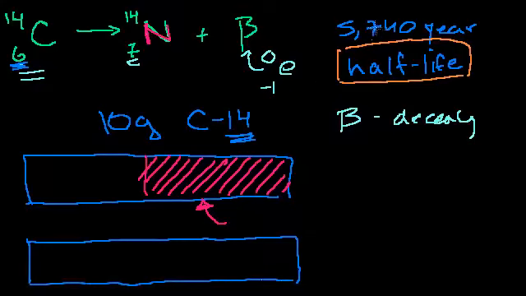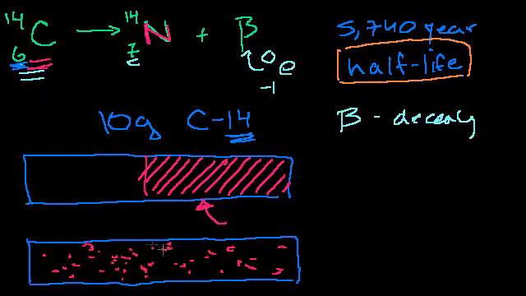What happens over that 5,740 years is that probabilistically, some of these guys just start turning into nitrogen randomly at random points. And over 5,740 years, you determine that there's a 50% chance that any one of these carbon atoms will turn into a nitrogen atom. So after 5,740 years, the half-life of carbon, there's a 50% chance that any of the carbon atoms will turn to nitrogen. So if you go back after a half-life, half of the atoms will now be nitrogen.